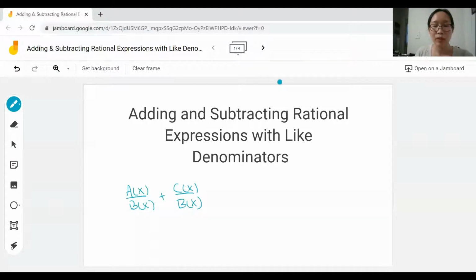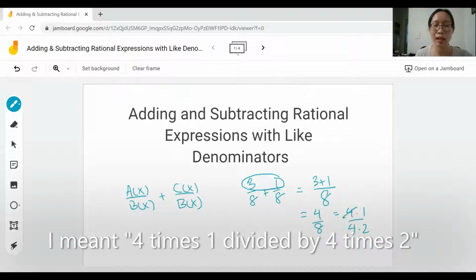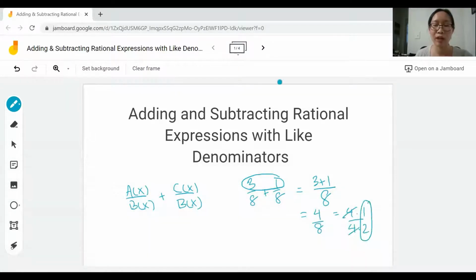So for example, if I wanted to add 3/8 plus 1/8, I would keep my denominator and then add my numerators. And then I would have 4/8, which I could simplify as 4/1 times over 4/2. I can cancel out my common factors of 4, and I'm left with 1/2 in simplest form.